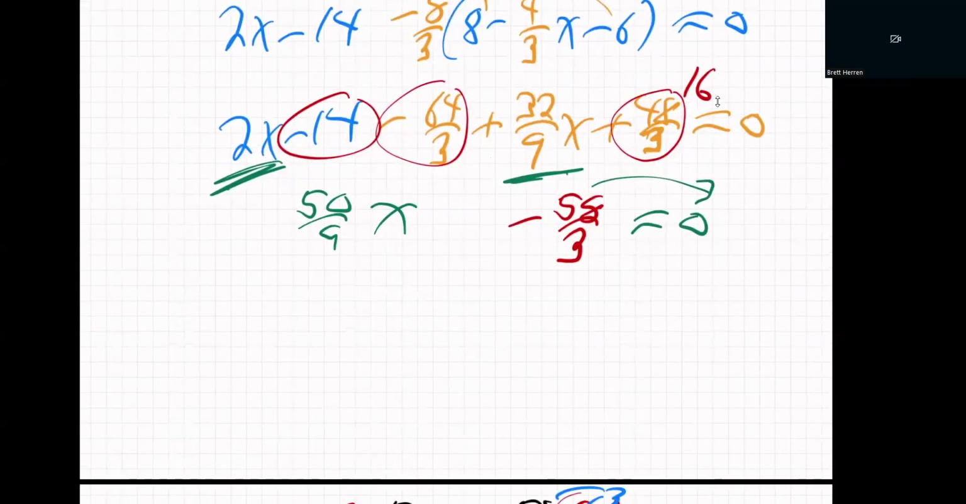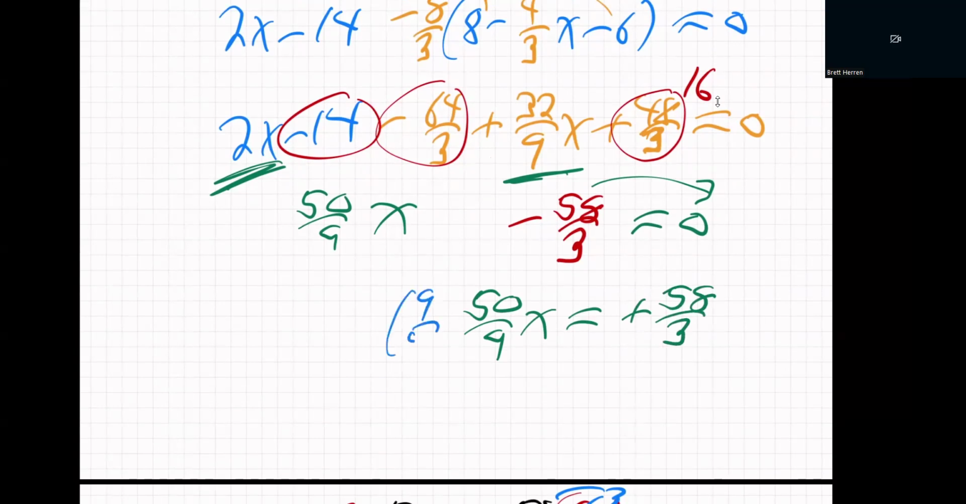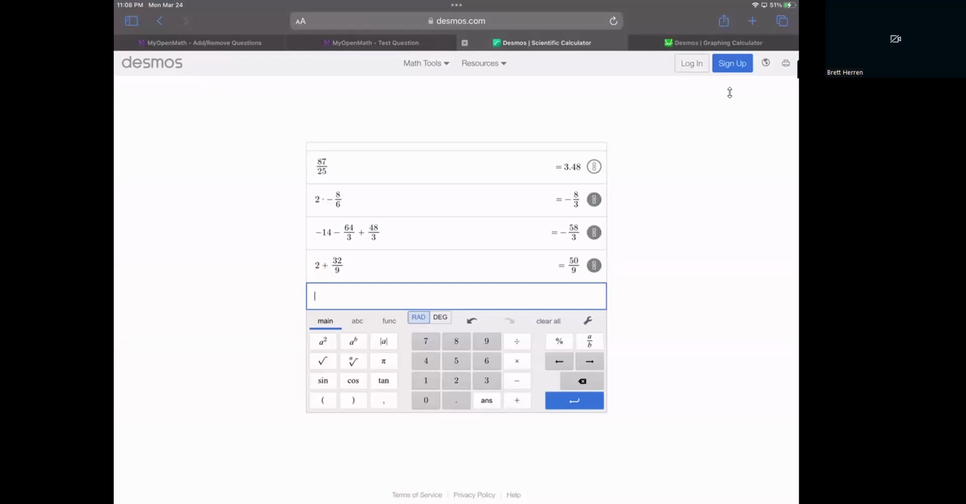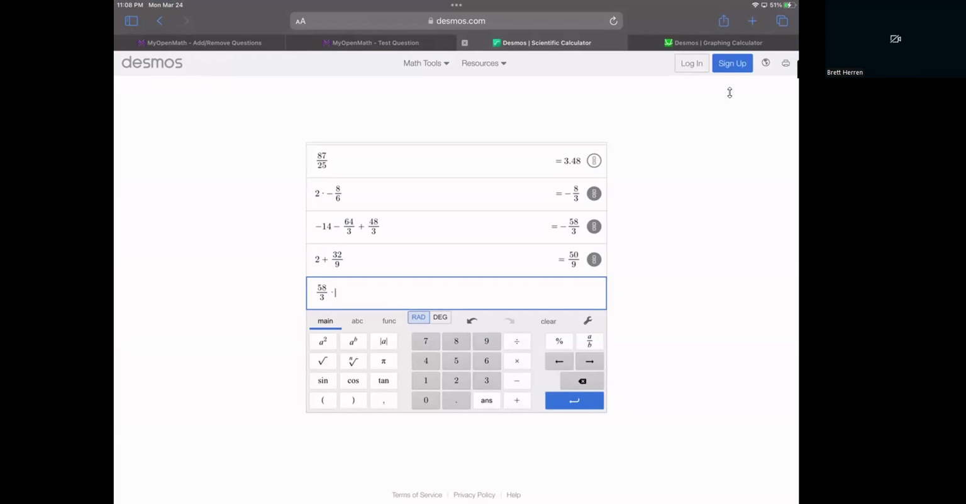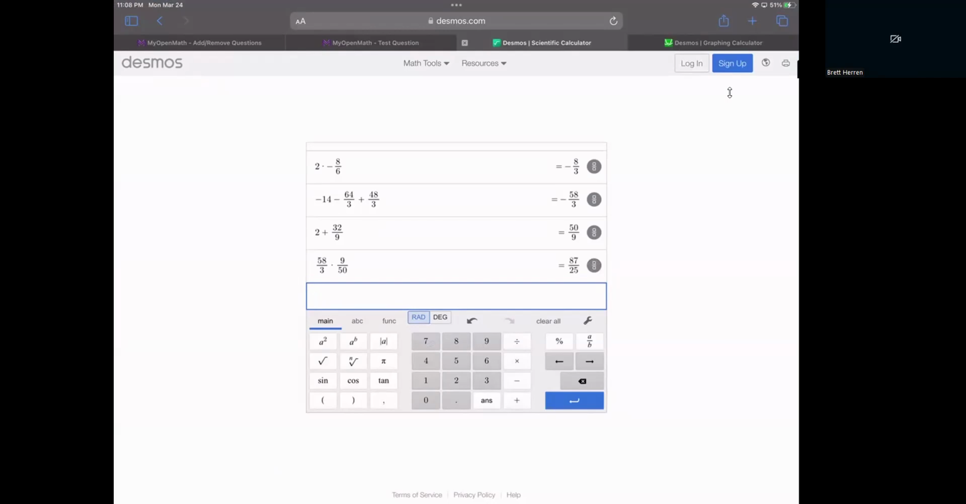Bump this over. 50 over 9x equals positive 58 thirds. And then, like we said, multiply by the upside down. I'm just doing the same thing, showing you how to use decimals if you're having trouble with some of those fractions. x equals 58 thirds times 9 fiftieths. Boom, 3.48. There's the fraction or decimal, 3.48. So there it is on Desmos.